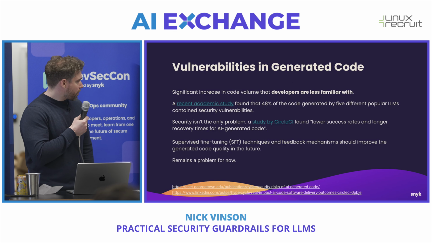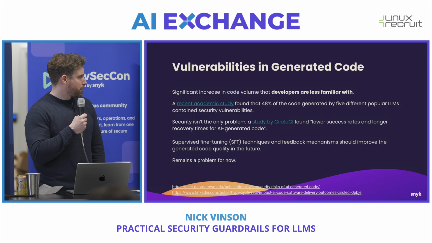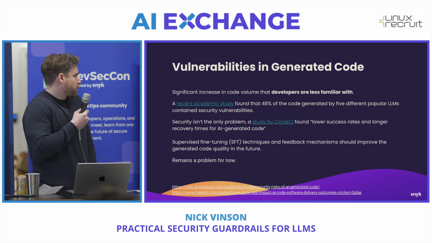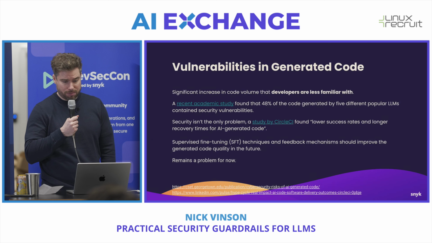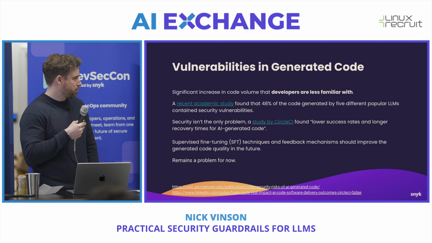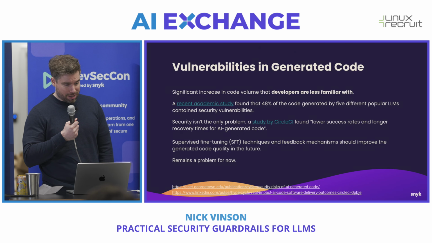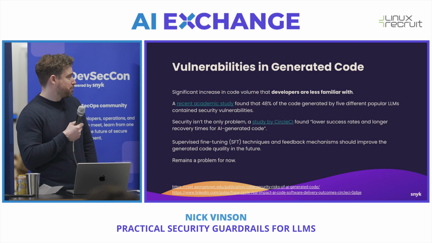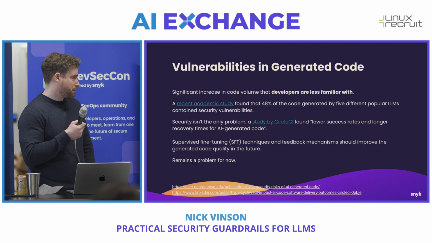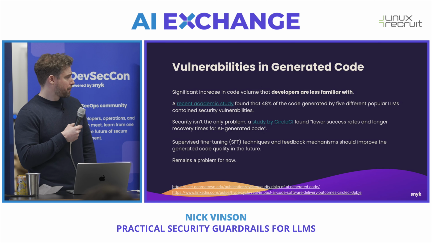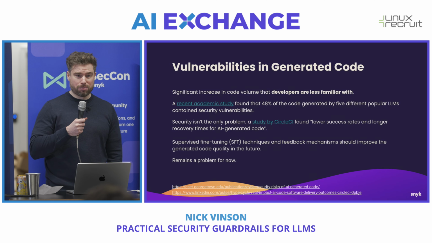The second one for this use case is vulnerabilities in the code being generated by your LLMs. There's a significant increase in code volume as developers are using AI code assistants to generate the code, but most importantly, it's code that the developers creating it are less familiar with. A recent study by Georgetown University found that 80% of the code snippets generated by using 5 popular LLMs contain security vulnerabilities. Security is not the only problem here. It's a general quality issue.